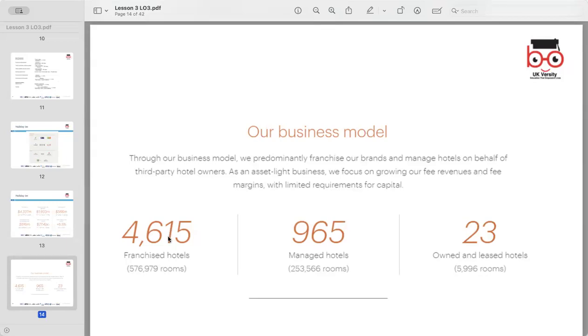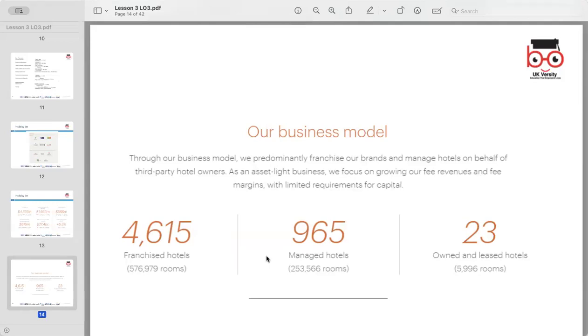Basically Holiday Inn operates a vast network of franchised hotels totaling 4,615 properties with 576,979 rooms. Franchised hotels allow third party owners to leverage the Holiday Inn brand and operating expertise while maintaining ownership of the properties. In addition to franchised hotels, Holiday Inn manages a portfolio of 965 hotels comprising more than 253 hotel rooms.